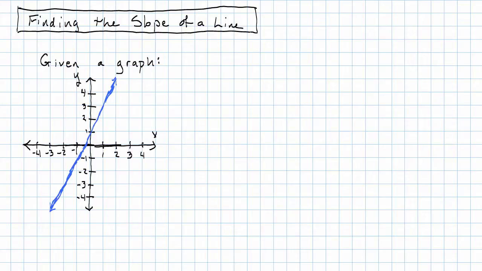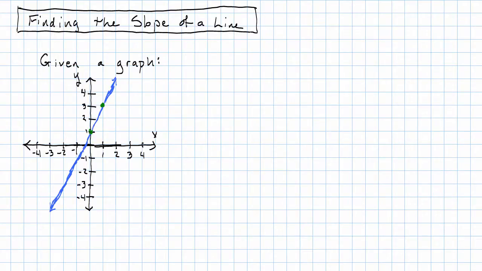If we're given the graph of a line, in order to find the slope of that line, first we need to pick out 2 points on that line that fall on nice grid lines. So these 2 points would be an example in this picture.